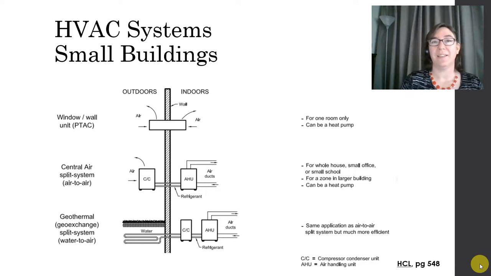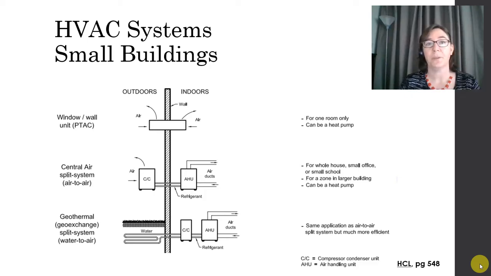Let's start out with the HVAC systems that are appropriate for these small buildings, the ones on the small end of the range, all right? And the very smallest is a window or a wall unit, all right? When we talked about direct refrigerant distribution system, this is what we're talking about. The window or the wall unit you're probably familiar with. It is specifically for one room or space only and is very commonly a heat pump.